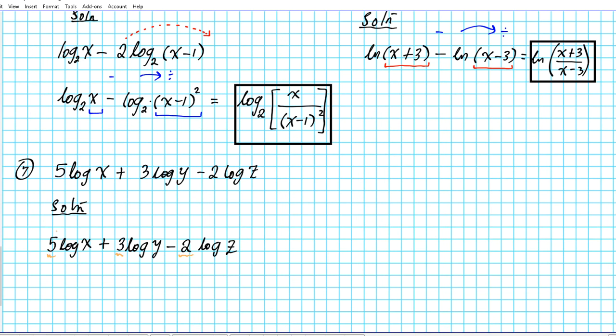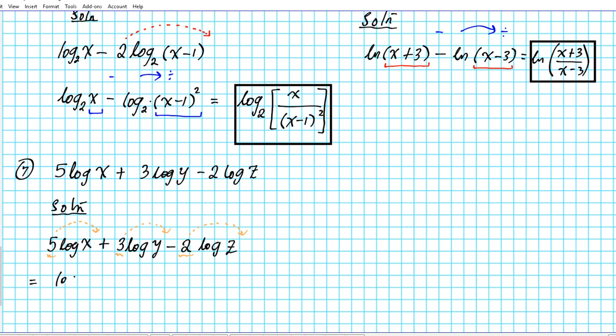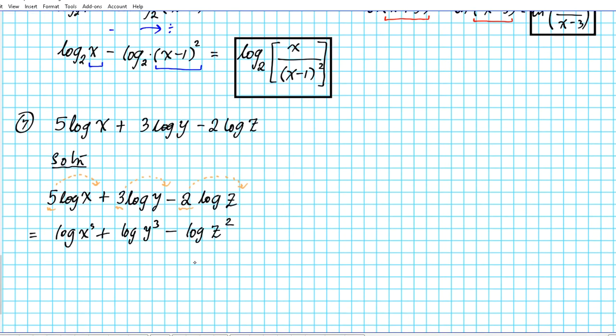Well, we're going to use the power property of log first to power up these coefficients, make them into the exponent of our individual logarithmic arguments. So this then becomes log base 10 of x to the 5th power plus log base 10 of y to the 3rd power minus log base 10, or the common log, of z raised to the second power. Now you see this is nicer because we don't have any coefficients and they all are logs of identical bases.